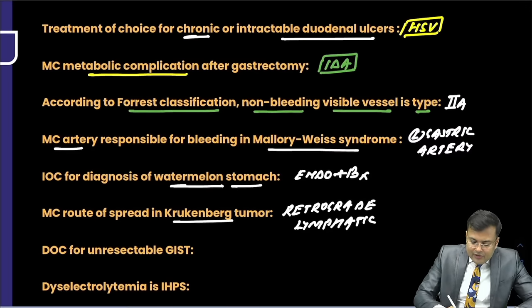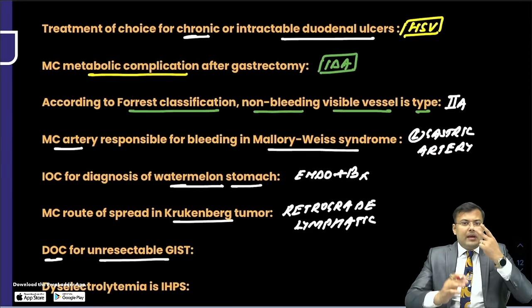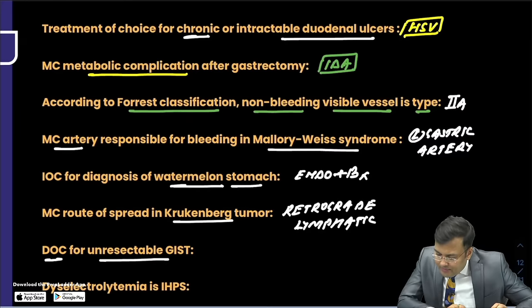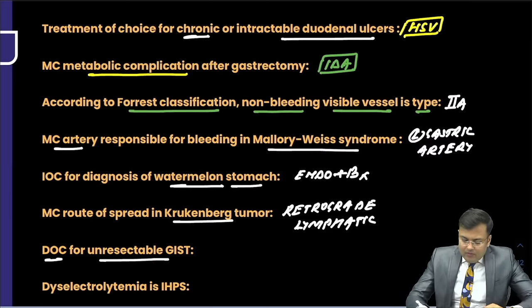Next, drug of choice for unresectable GIST. Tell me, what is the first line agent for unresectable GIST? Imatinib. Very good. Very good.